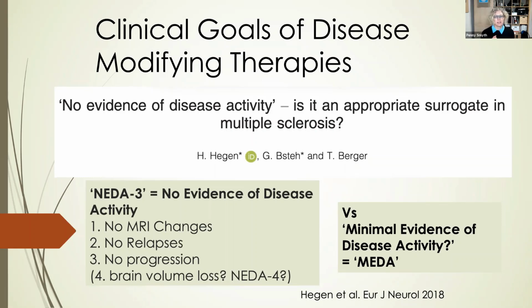Is no evidence of disease activity an appropriate surrogate? And probably what's come out in the Canadian guidelines is that minimal evidence of disease activity is what we should be striving for. But again, what that is is kind of individually based.